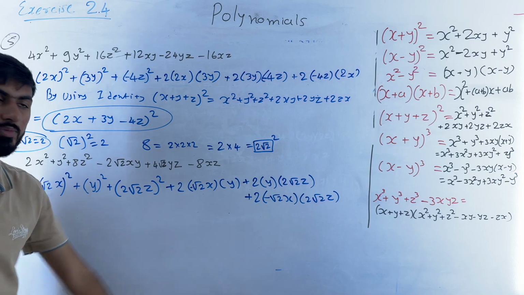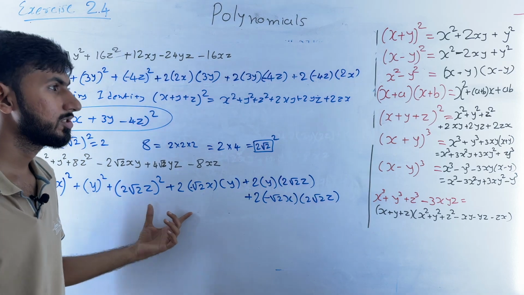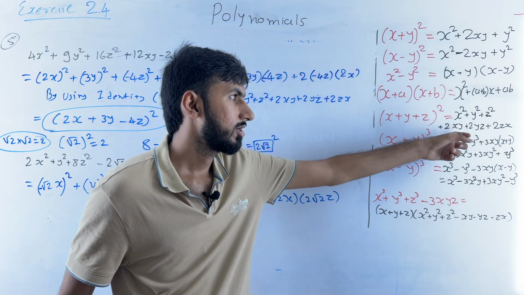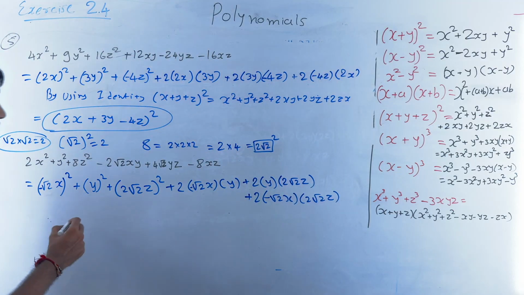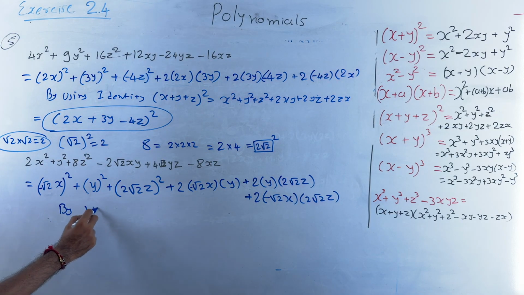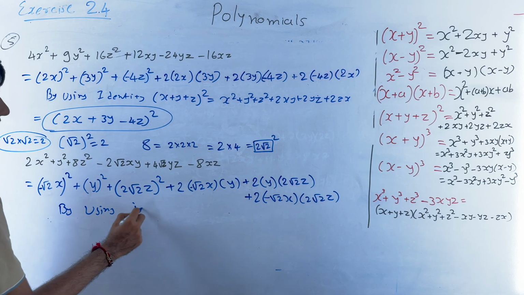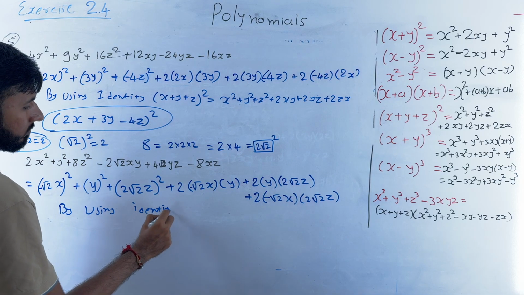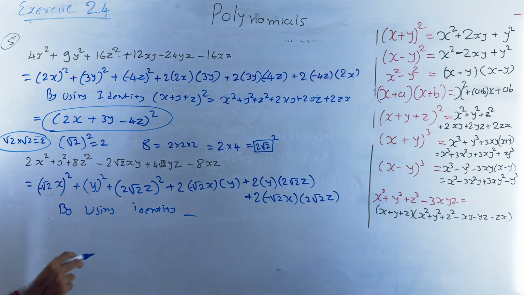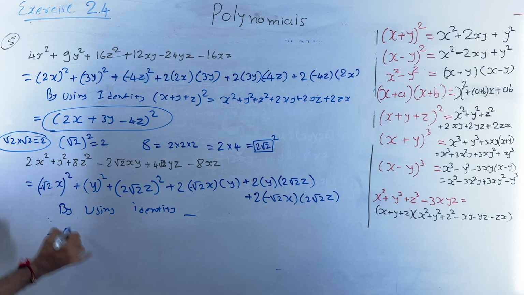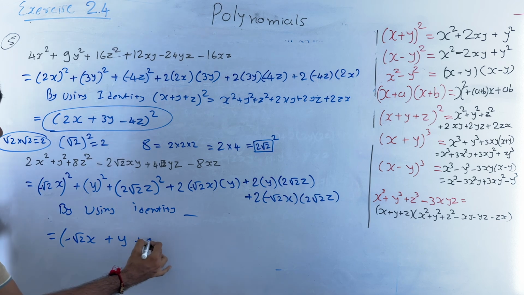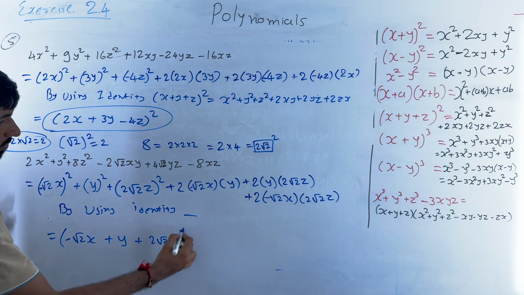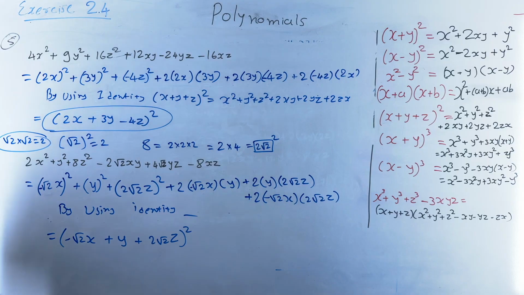Now my first term is completed. I have converted the question in the form of identity, right? Similar form of identity. So by using identity, now write identity here, and your question answer will be x plus y plus z whole square. So my x is minus root 2x, my y is only y, and z is 2 root 2z whole square. This will be your answer, right?